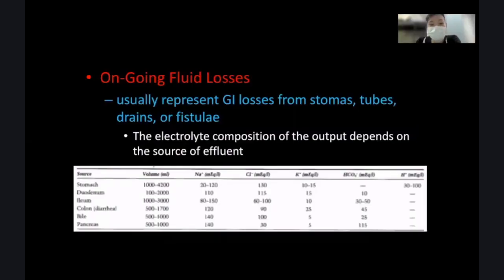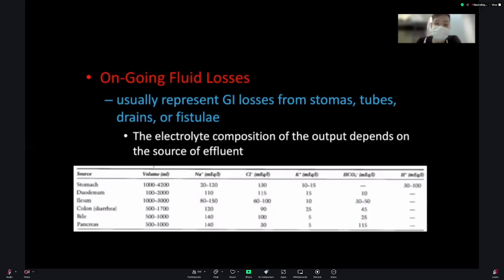So now, let's go to the ongoing fluid losses. Usually represented as GI losses from stomas. Stomas are your ileostomies, colostomies, tubes if you have NGT drain, if you have JP drain or peritoneal drains, chest tube drains, or even your Foley catheters, fistulae or fistulas in the presence of enterocutaneous fistulas and the likes.